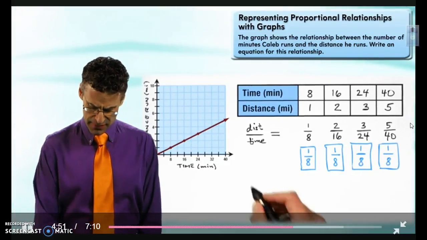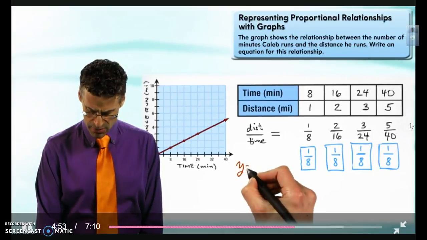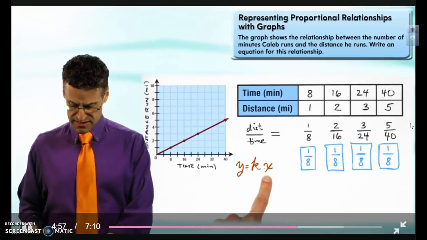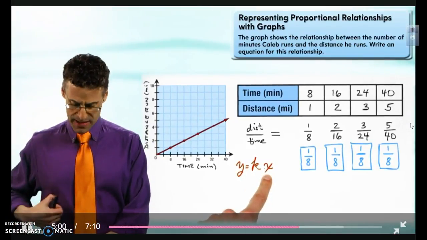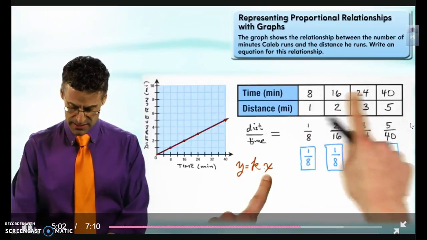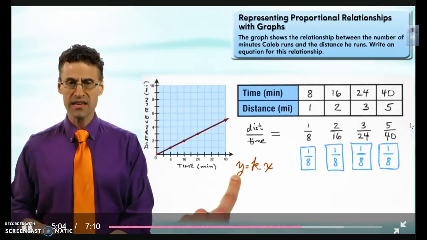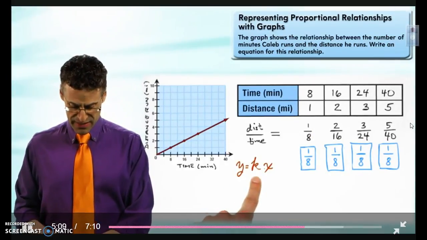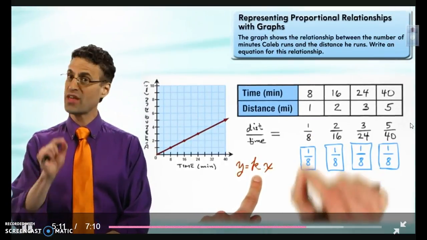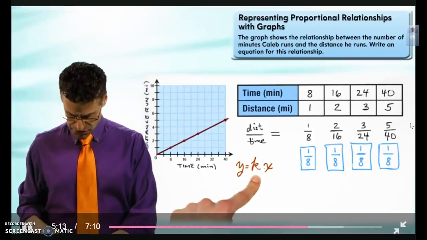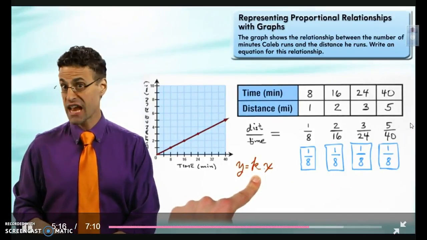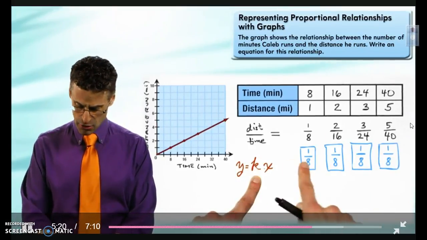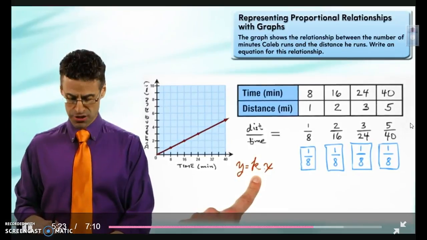It always has the flavor y equals k times x, where x is the independent unknown, so in this case that would be time. The y is the output, which in this case would be distance, and the k is a constant number. That's just a number, and it's actually the constant of proportionality, which in this case is just that constant ratio we found. So that k is always going to equal the constant ratio that we found.